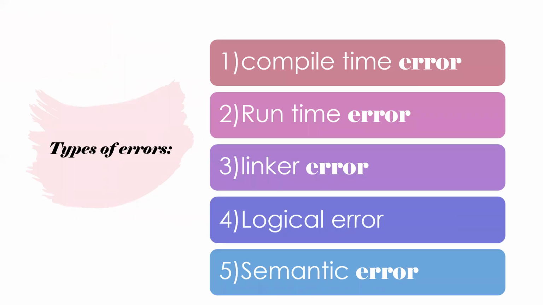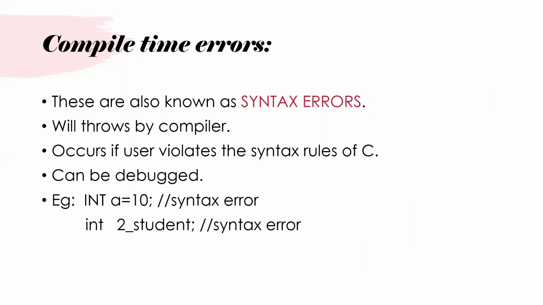There are 5 types of errors. They are compile time errors, runtime errors, logical errors, and semantic errors. Compile time errors. Compile time errors are syntax errors. These will occur if we violate the syntax rules given by the compiler. These can be debugged if the user knows the syntax rules and all the keywords of the C language.